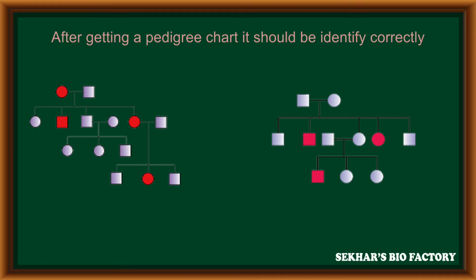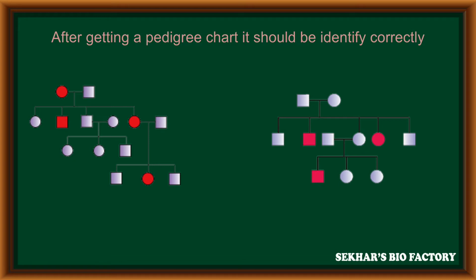And one more important trick here: the affected female is there, but her father is not affected and her son is also not affected. So now it indicates and confirms that it is autosomal dominant.